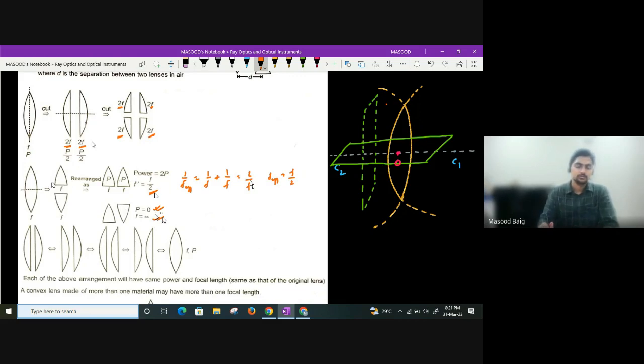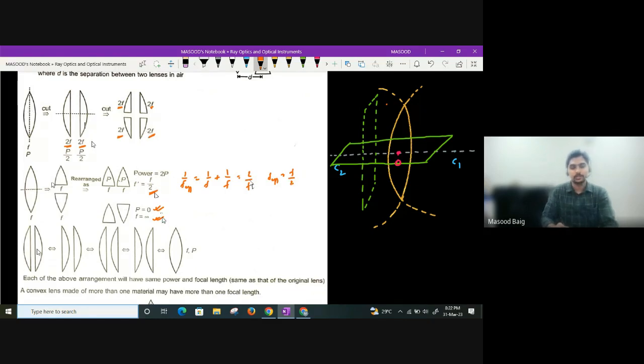Understood? Now you see this case. You take this lens. How am I cutting it? Using a plane perpendicular to the plane containing the principal axis, a vertical plane. So what will happen to the focal length? It gets doubled. So you see, here you have 2f, this also 2f.